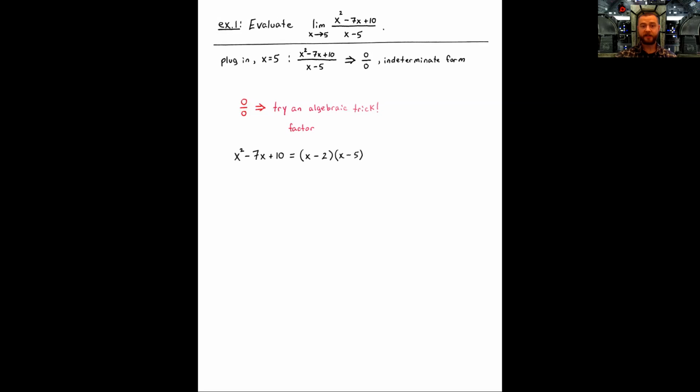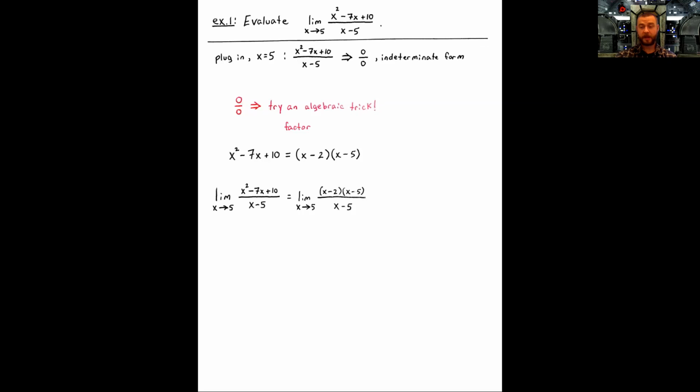All right, so the numerator factors as x minus 2 times x minus 5. And we plug that into the problem, rewriting the function into this equivalent form, x minus 2 times x minus 5 divided by x minus 5. Now you would probably automatically cancel out the x minus 5s in that fraction, but we have to be careful. Can we cancel the x minus 5s out?